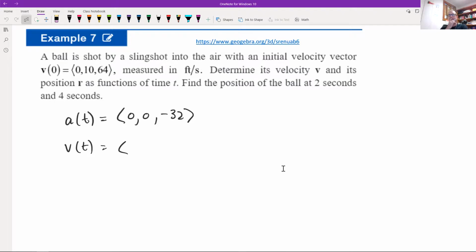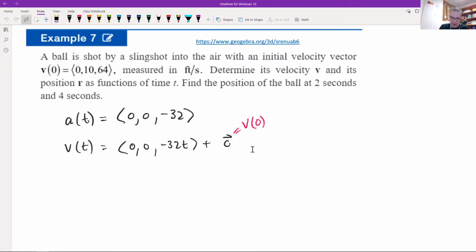Okay, that's what it is. Sorry. I'm going to write 0, 0, and then negative 32t here. But know that we have another vector c here that would be some possible constant vector, and that's going to depend on what happens when you put in 0 for t.